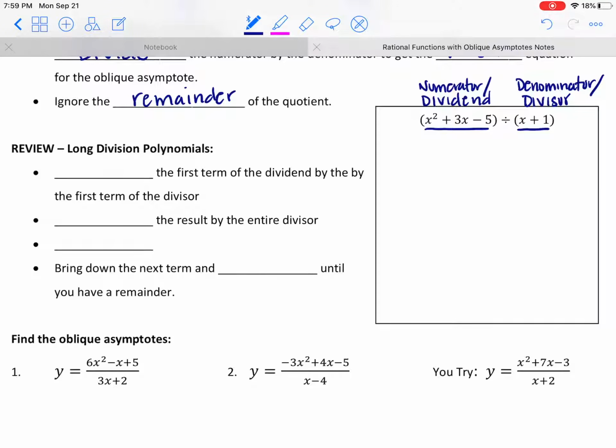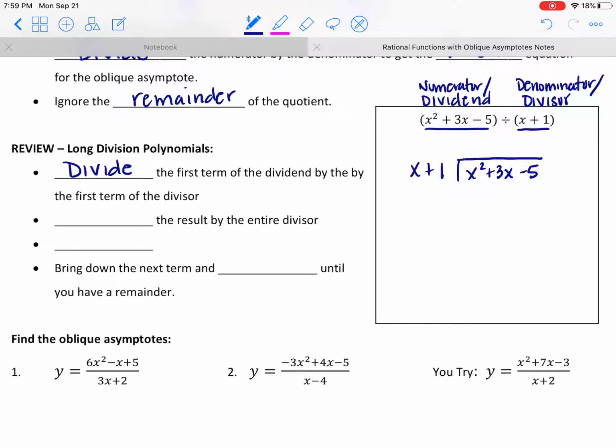It looks a little worse, but it's the same process. So we're going to start by setting this up. Put the divisor outside of the box, and put the dividend, x squared plus 3x minus 5, inside the box. And we start with division.